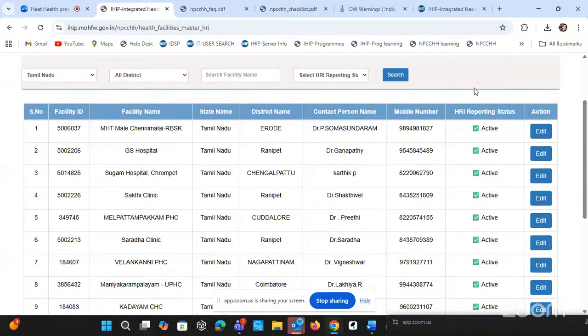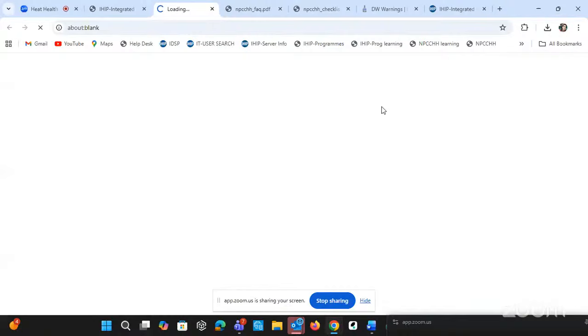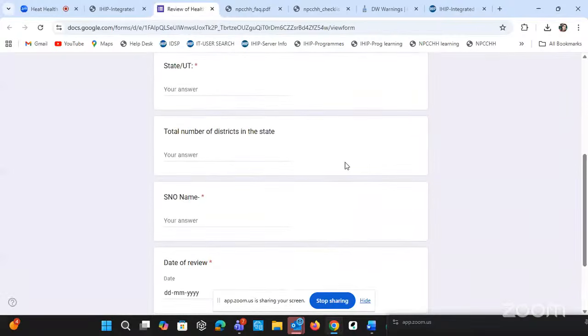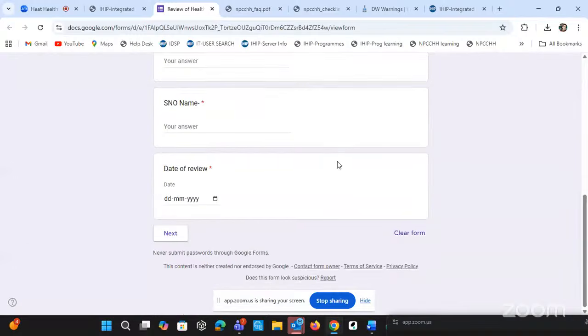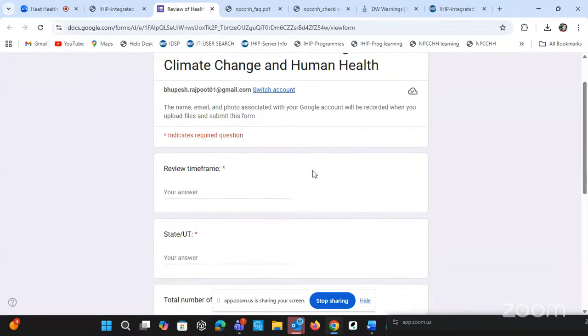Similarly, there is a mandatory preparedness assessment for the state level as well. We again request all the state nodal officers to fill in this form so that we can have a record of the activities being undertaken at the state level. If we can go back.